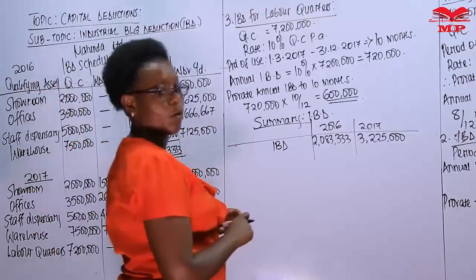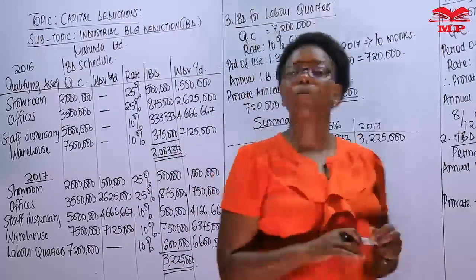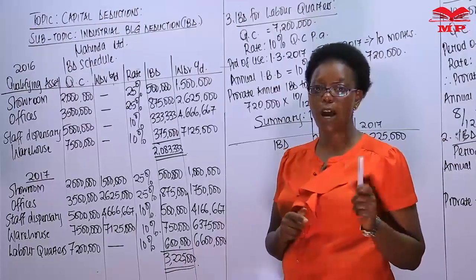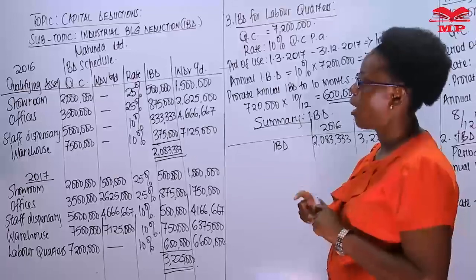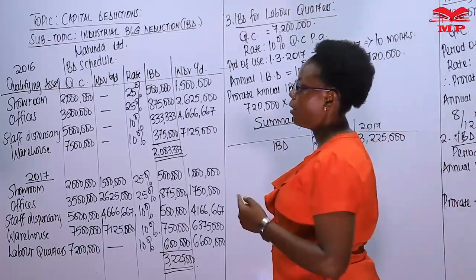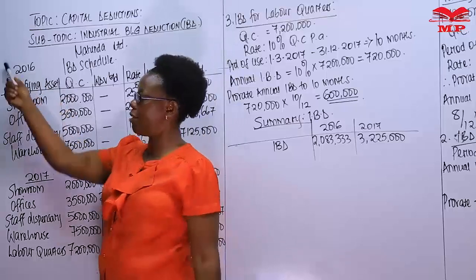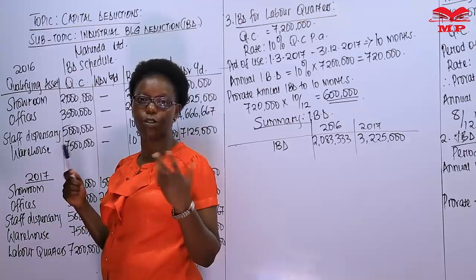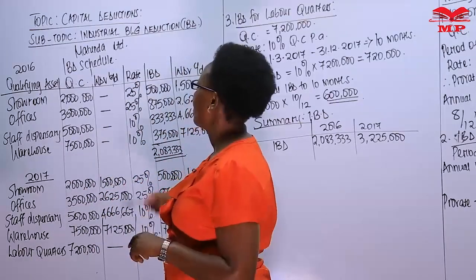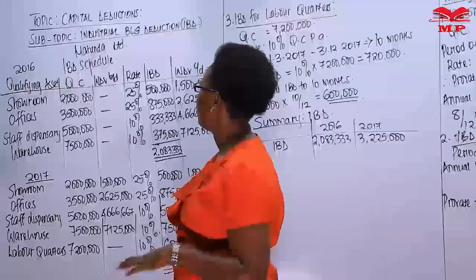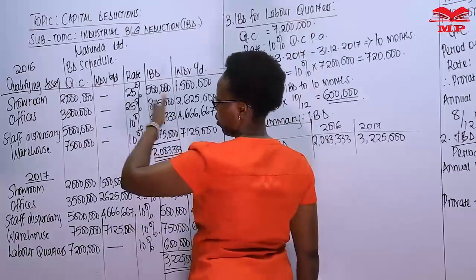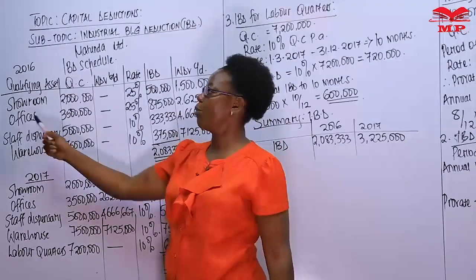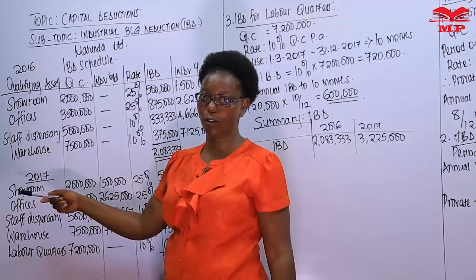Now we've come to the end of our question. In our lesson, we illustrated how to compute IBD, or Industrial Building Deduction. We looked at the Industrial Building Deduction schedule, and we said what is important is you have to state the date when you're preparing that schedule, because the rates tend to change with the years. So you have the year, then we will have the different columns. We said in the column where you have qualifying asset, you're going to put the nature of the building that qualifies for IBD.